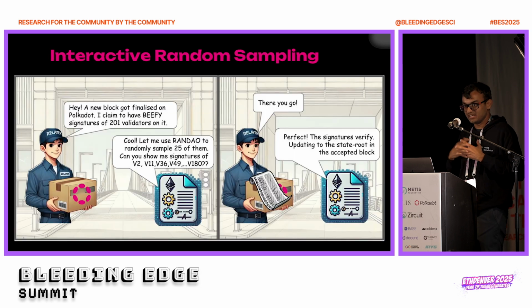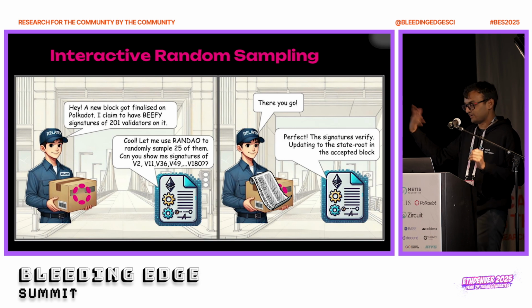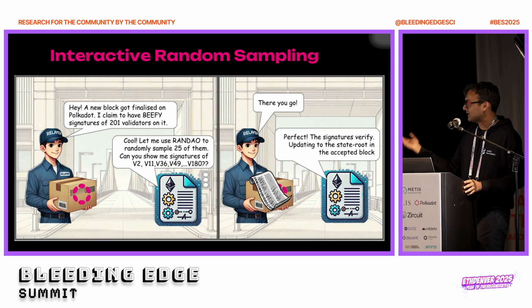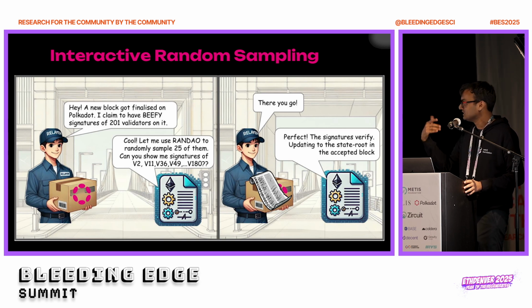The protocol is really intuitive. It's a classic commit, challenge, response protocol, and it's so intuitive that I tried to convey it through a comic, right? So the idea is really simple. Once a block gets finalized on Polkadot, there's a relayer who comes and submits it on chain to a smart contract on Ethereum, and he claims that he has the signatures of 2n+1 validators. So Polkadot has 300 validators. So he claims that he has the signatures that 201 signed on it.